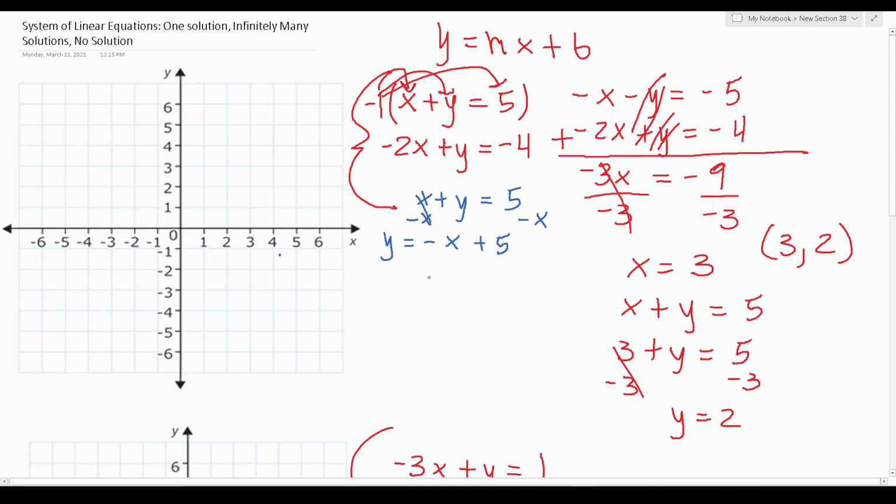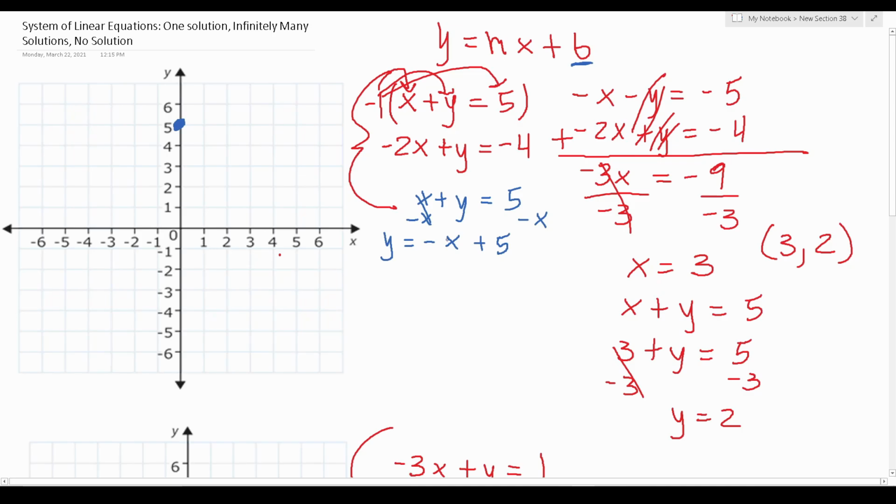Again, this 5 is our b here, which is our y-intercept. Let's go ahead and plot that. Again, the y-intercept is 5, which means the equation of this line impacts this y-axis right here at positive 5. Now, in order to continue graphing this equation of the line, we want to look at the slope.